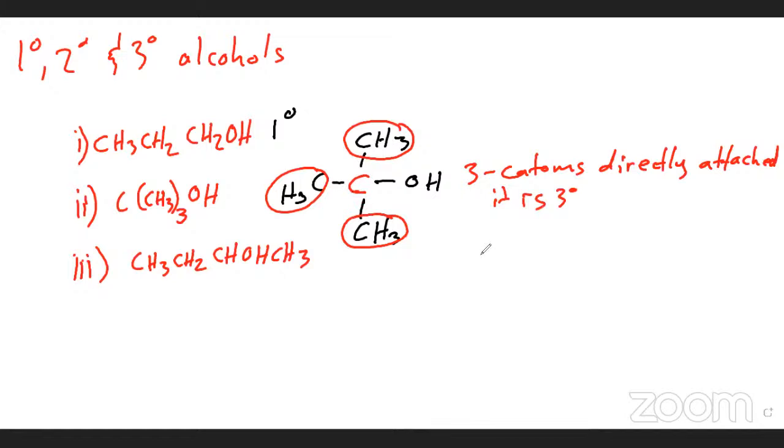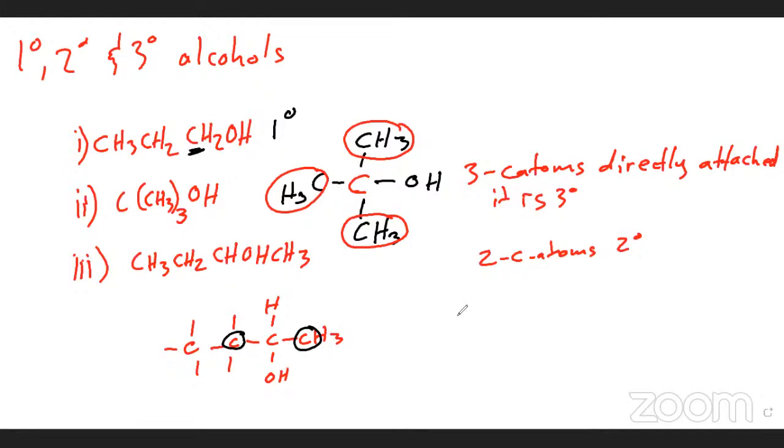If 2 carbon atoms are attached, it is secondary. Like you can see here, if you draw it out: CH3, CH2, CH, OH, CH3. This carbon atom is connected to it, and this one is connected to it. So 2 carbon atoms, it is secondary. And 1 carbon atom, it is tertiary. Sorry, primary.